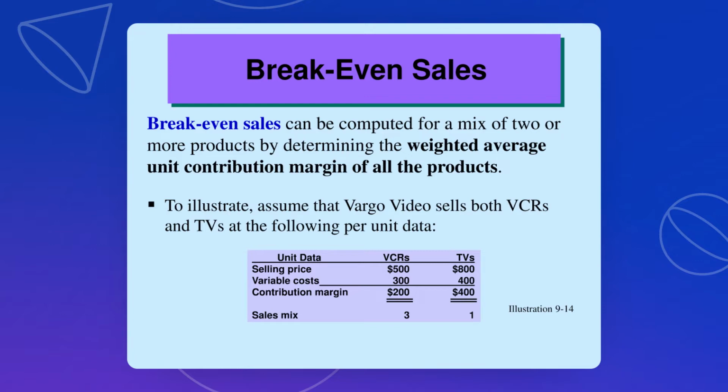To illustrate, assume that Vargo Video sells both VCRs and TVs at the following per unit data. For the VCR, you have a selling price of 500, a variable cost of 300, and a contribution margin of 200, and the sales mix is 3. While the TV has an 800 selling price, a variable cost of 400, and a CM of 400. What will we do, class, if you have the sales mix? And the sales mix here is 3 to 1.